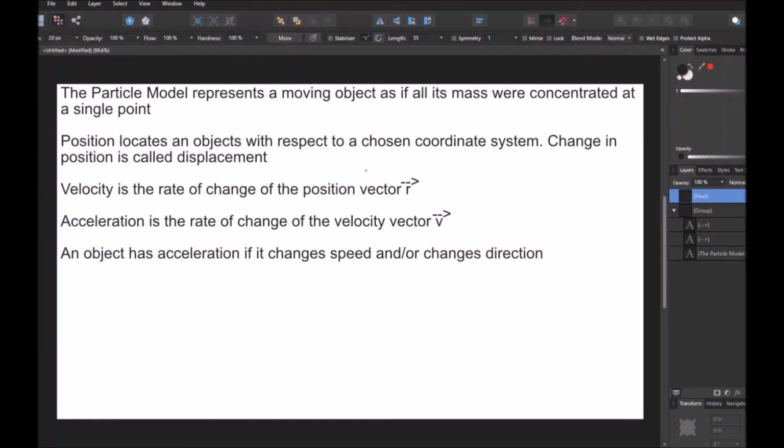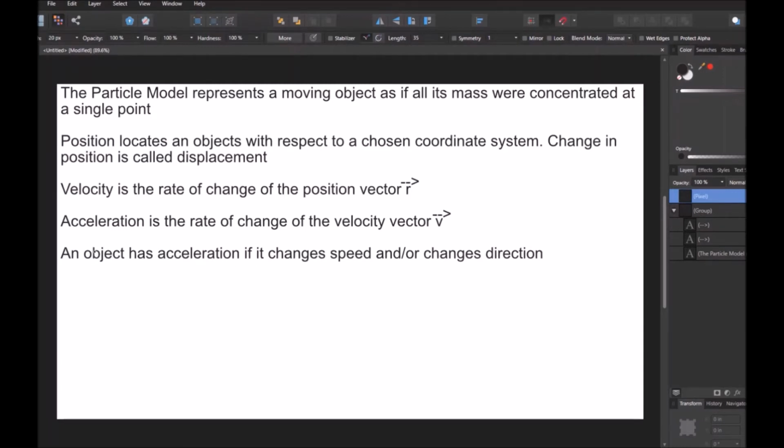And the next point you might also recognize from calculus: acceleration is the rate of change of the velocity vector v. You might recognize that from calculus as acceleration being the derivative of the velocity function, and these are just saying the same thing here. Rate of change is the slope, and the derivative is the instantaneous rate of change, or the instantaneous slope, or the slope at a single point.